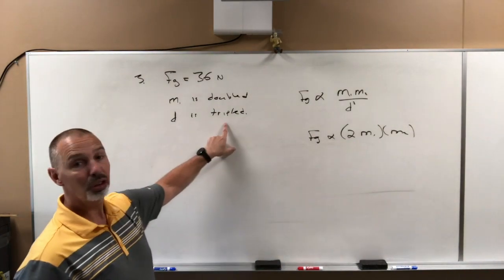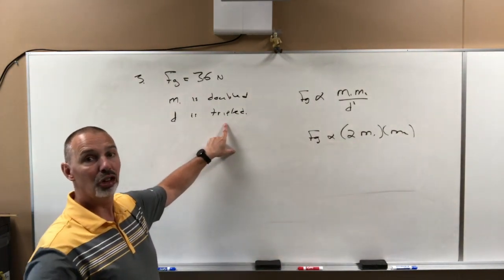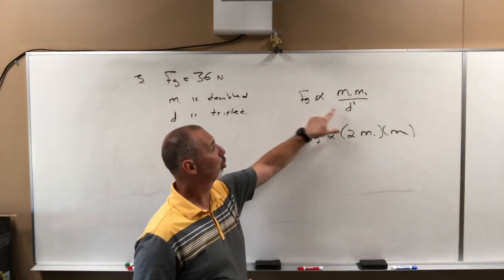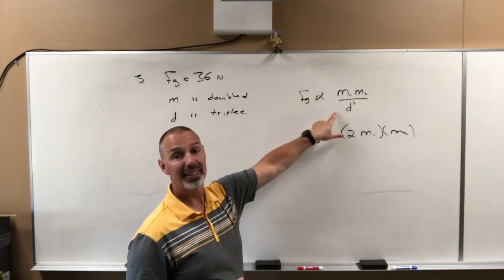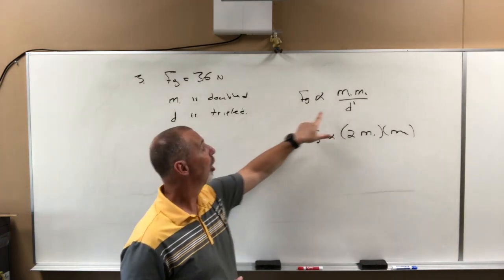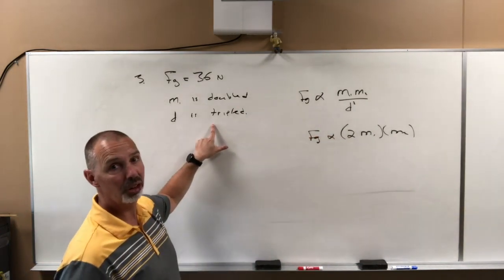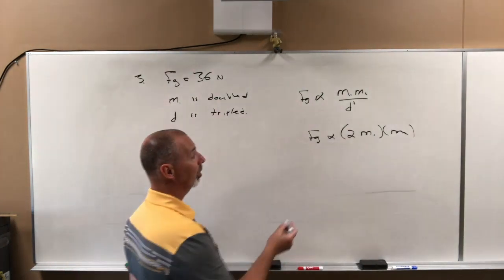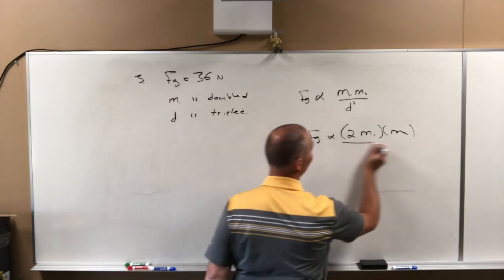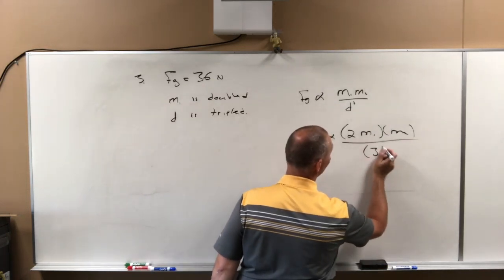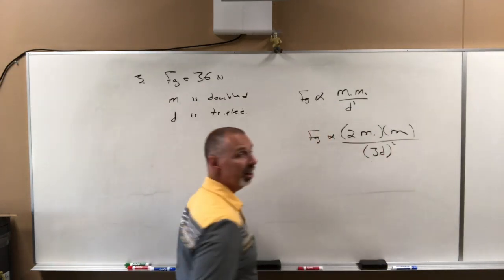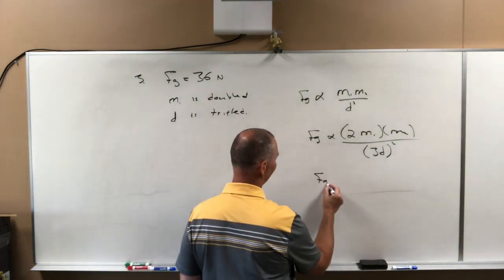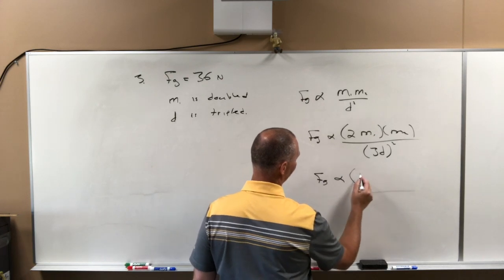The distance is also tripled between the two. Now, just dealing with that by itself, because distance is an inverse proportion to the force of gravity, in fact, it's an inverse squared proportion, if I triple the distance, that means the force is going to become 1/9 of what it was. What that looks like in this proportion is, instead of d, it's 3d squared.